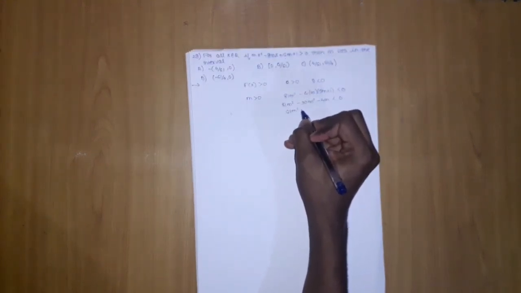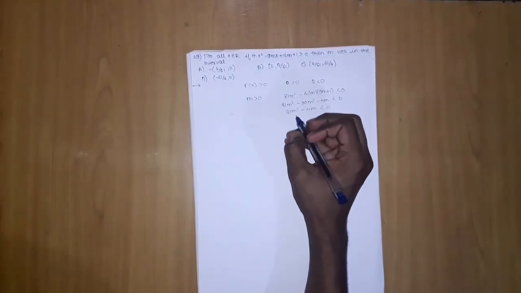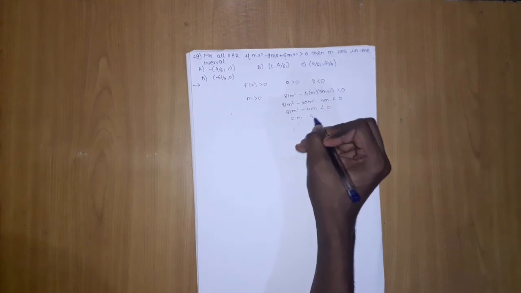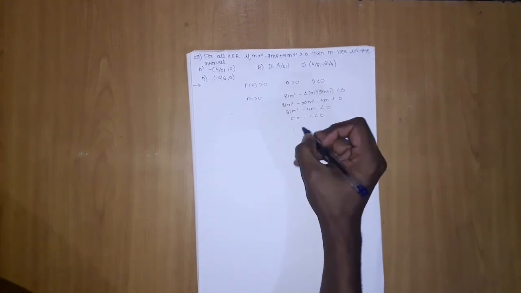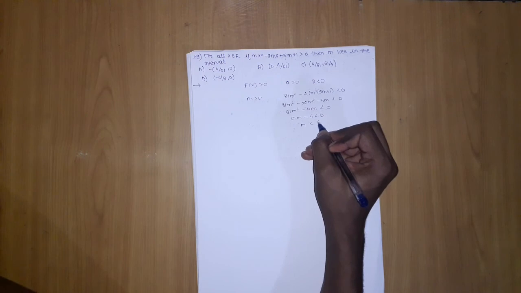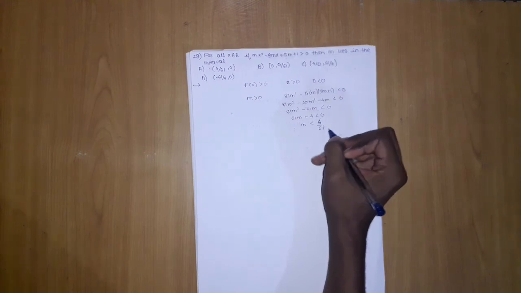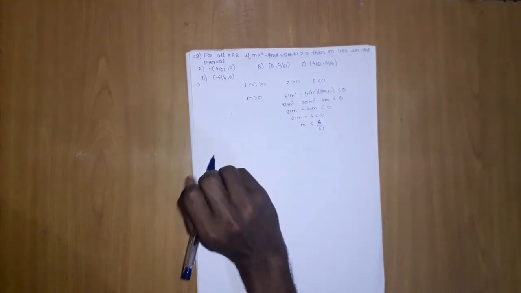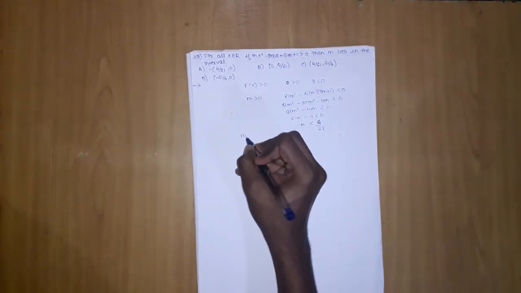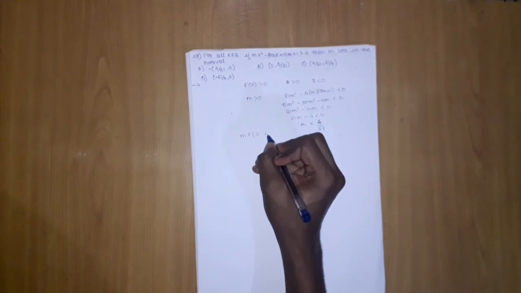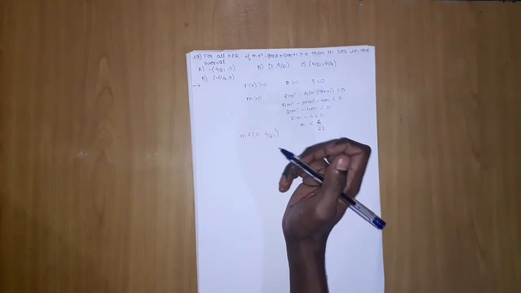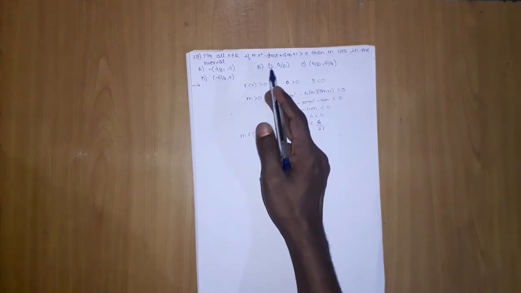81 m square minus 20 m square minus 4m should be less than 0. 61 m square minus 4m, so if we take m common, this becomes m into 61m minus 4 should be less than 0, and m will be 4 upon 61. So m should be greater than 0 and less than 4 by 61, so m belongs to 0 to 4 by 61. Now does any option match? No, it does not. The option that matches has a closed bracket.